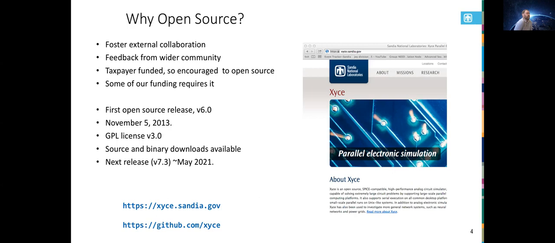Also, just philosophically, we're taxpayer funded, so there has been a fairly high level edict from our government agencies saying that if you can open source your code without breaking the law, you should do that. And we felt that we could open source our code without breaking the law, so we did. And then also, one thing that's happened is that since we've become open source, we've actually attracted new streams of funding. And some of the streams of funding that we're getting are ones that actually require Xyce to be an open source code. So those are all reasons why we did this.